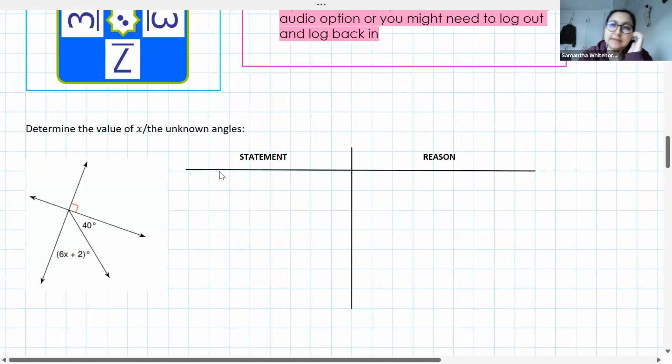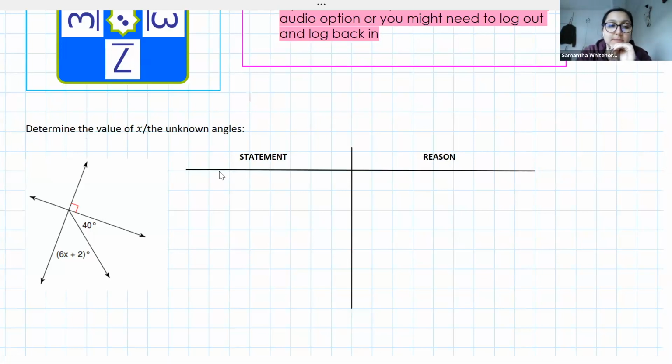You guys know the drill. Answer in the chat with the reason, please. I need to see the reason. Let's give this one a try. So remember, look at your diagram, look at what information I've given you, how is it useful, and see how you can then use that information to get the answer that you want.